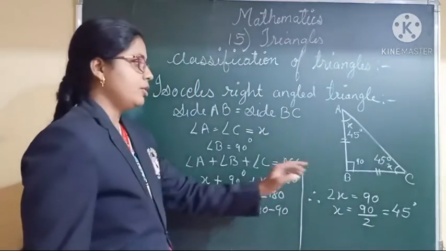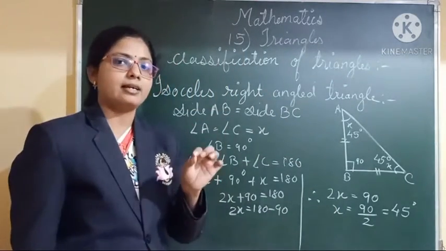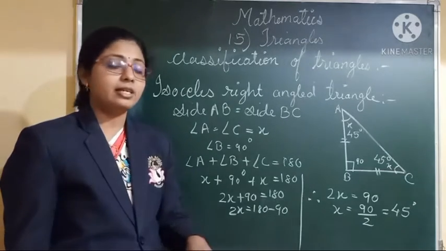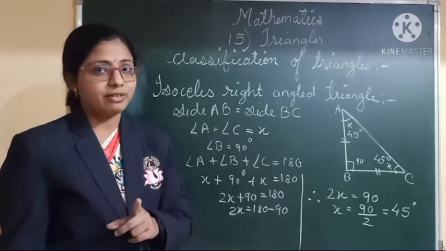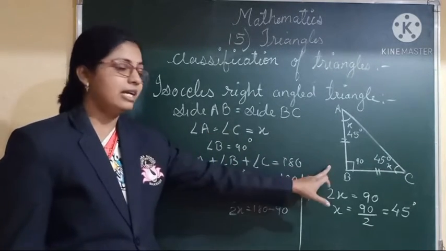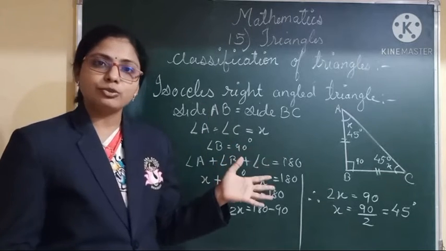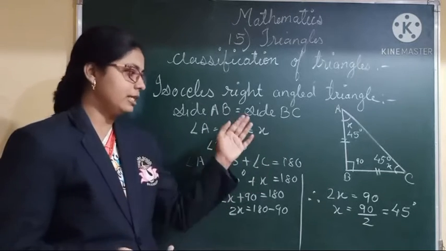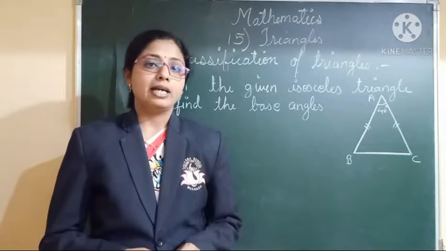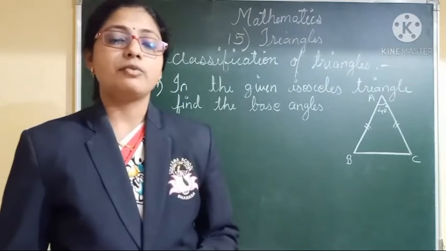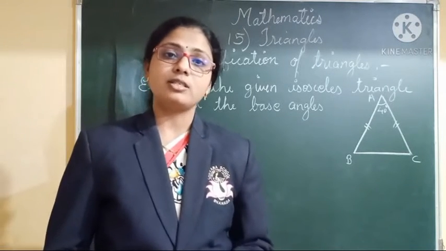Right? So if a right angle triangle is given as isosceles, definitely the base angles will be 45 and one angle will be 90 degrees. If it is like that, there is no need to go for any other method, you can directly follow this. Now we are going to see related examples based on the isosceles triangle.